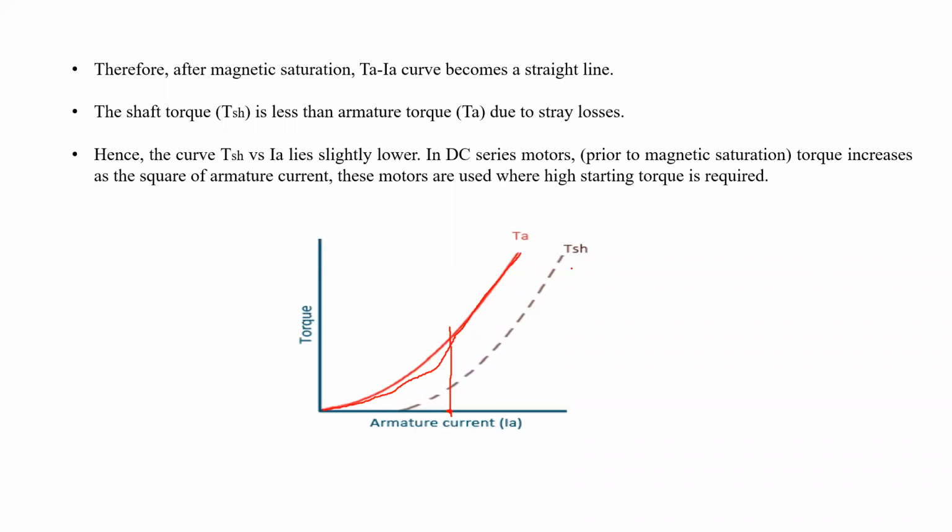Clear? So here Ts is nothing but shaft torque, and T is nothing but armature torque. Here, this is the graph between torque versus armature current. It looks like a parabola. Why does it look like a parabola? Because the torque is proportional to the square of the armature current, and magnetic saturation.